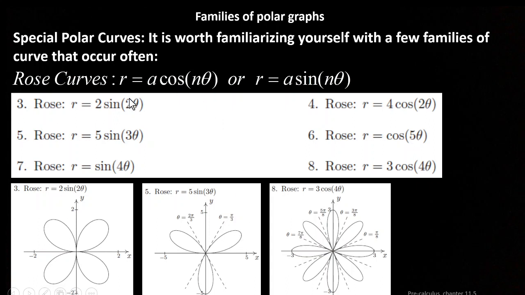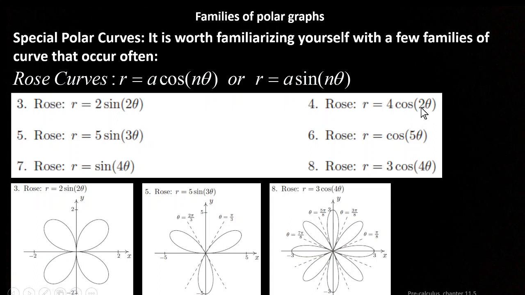So if this is even, then you end up with as many petals as 2 times this number. So if it's a 2, you get a 4-petal shape. If it's an odd number, then you get exactly that many petals. So for example, this 3 one would have 3 of them. And if it's 4, it would have 8, right?